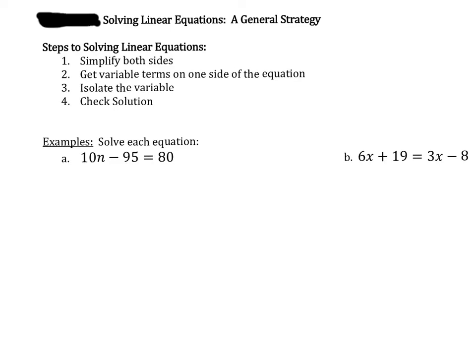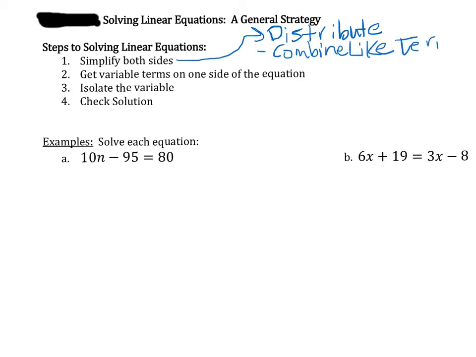The first thing that I do is I simplify both sides of that equation. Now, what I mean by simplify both sides is one of three things: use the distributive property, combine like terms, or clear fractions. That's what I mean by simplify both sides.